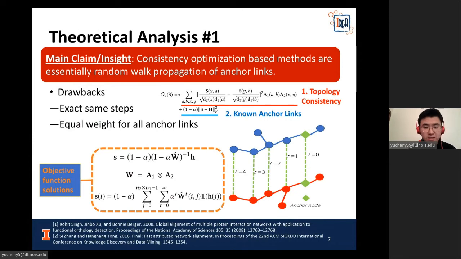The first is that if one node pair wants to get some alignment score, it must take exactly the same number of steps from the anchor links. In addition, because we have many already known anchor links, all these anchor links will contribute equally to node pairs. So it means equal weight for all anchor links, and it lacks some flexibility.